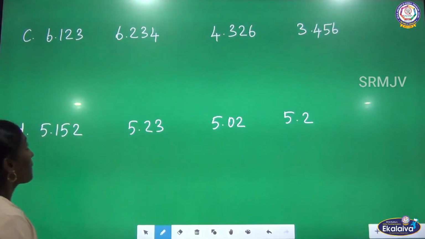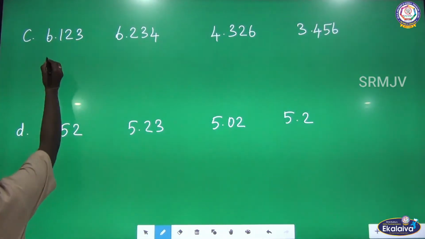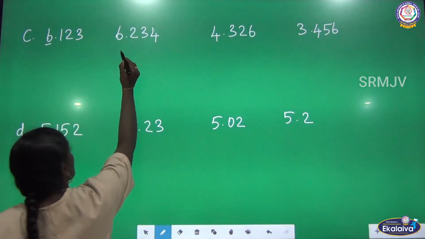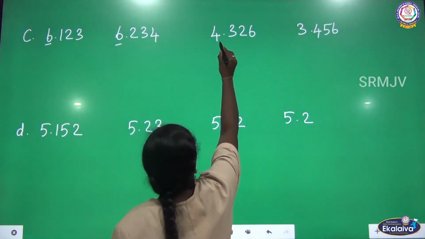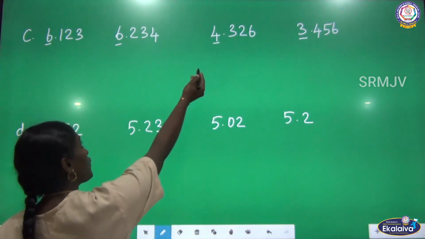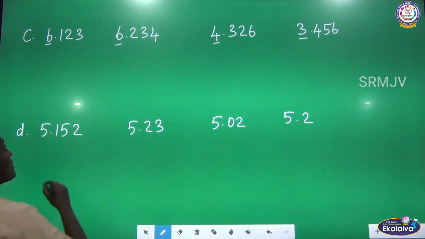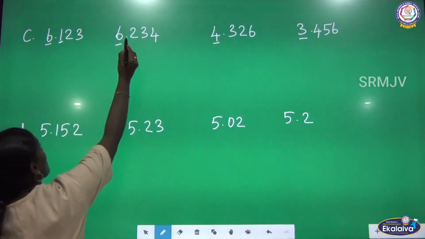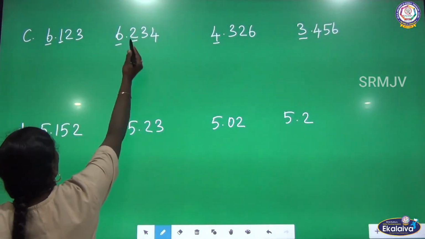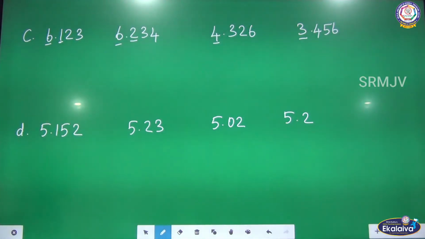The next one, here also we are going to arrange in ascending order. So first we have to compare the whole number part. 6, 6, 4, 3. So 3 is the smallest one. Then 4. Here we are having 2. In 2 decimal number 6 is there. So we have to compare the first decimal place. 1, 2. So this is the third one. 6.2 is the greatest one.